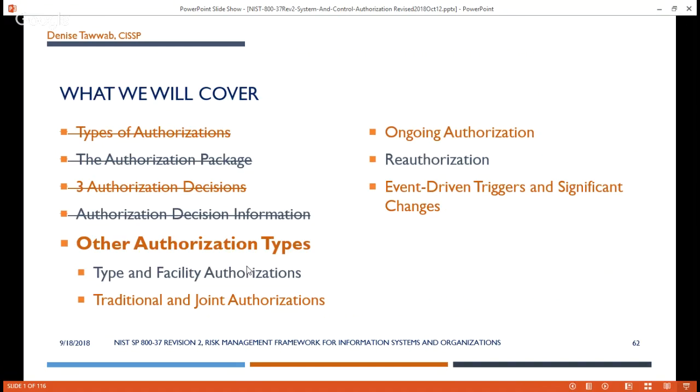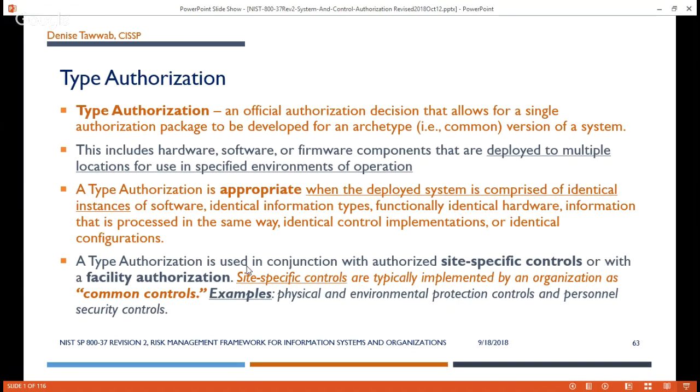Okay. All right. Finally, we want to talk about other authorization types. So there are some other special authorization types, type and facility authorizations, and your traditional and joint authorizations. First up is your type authorization. A type authorization is an official authorization decision that allows for a single authorization package to be developed for an archetype or a common version of a system.